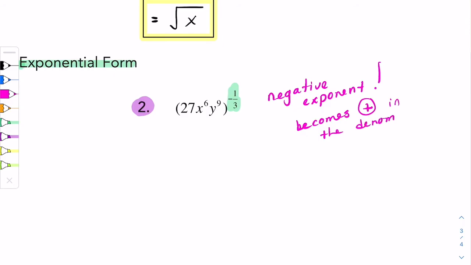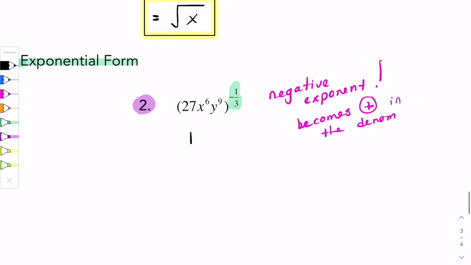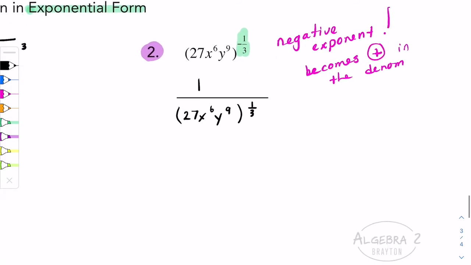That means I can rewrite this expression as 1 over, in parentheses, 27 times x to the 6th times y to the 9th raised to the power of 1/3. That would be positive 1/3. Now, I like to convert to radical form because I'm used to seeing it that way.